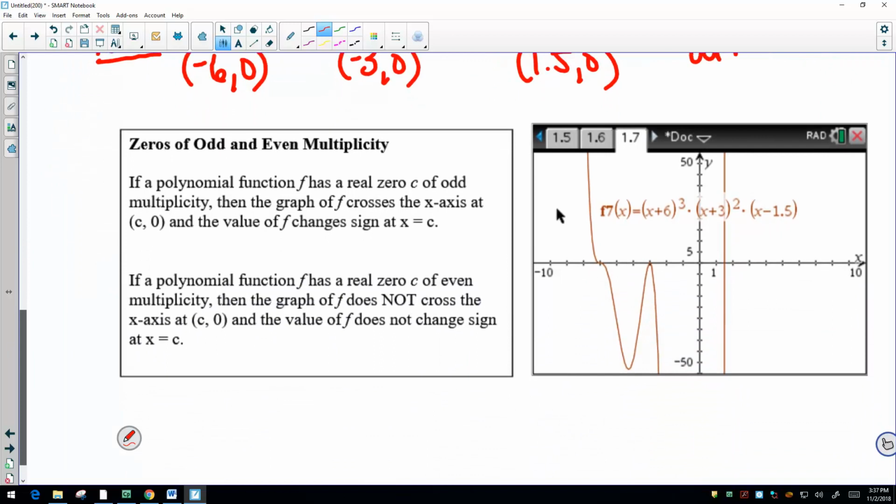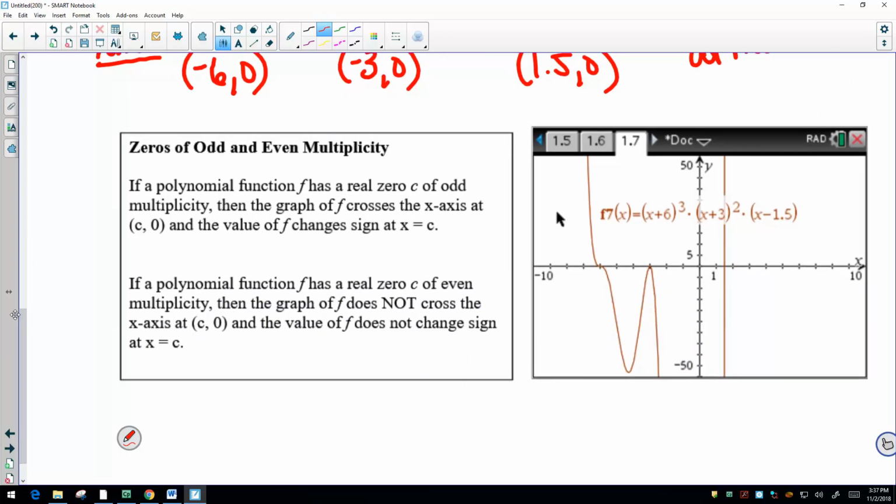So we can tell more from our graph, from the zeros, by that exponent that goes with the factor. So if a polynomial function has a real zero c of odd multiplicity, odd exponent, then it will cross the x-axis, and there will be a sign change, meaning go from positive to negative or vice versa. If it has an even multiplicity, an even exponent, then it will not cross the axis, and it will not change sign.